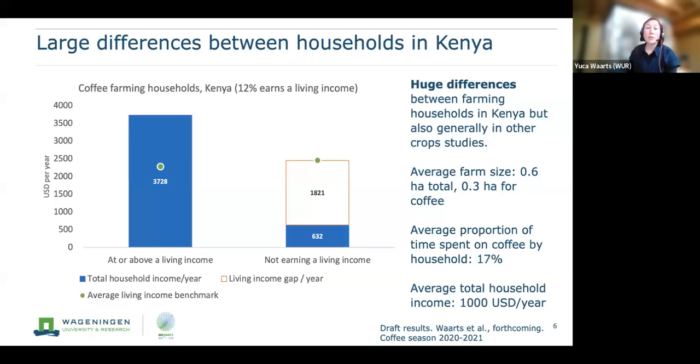So there are some households, 12% actually, that earn a living income and have much larger farms. But still, farm sizes are really small. The average farm size is 0.6 hectare, of which 0.3 is for coffee.